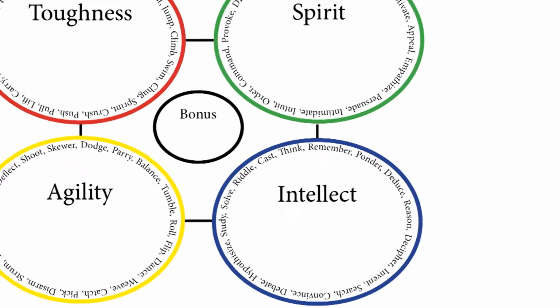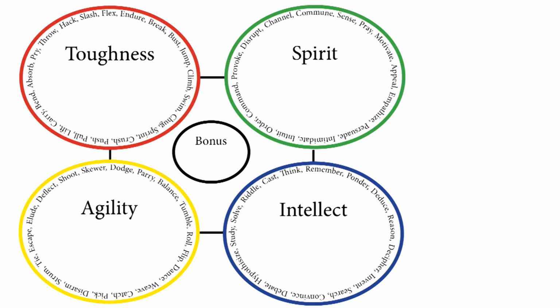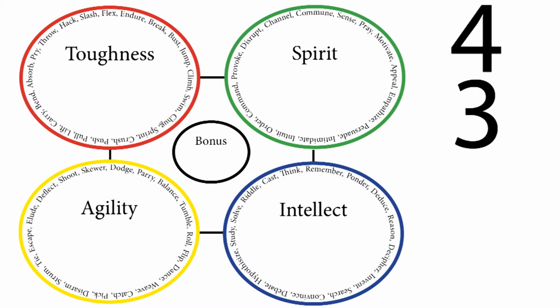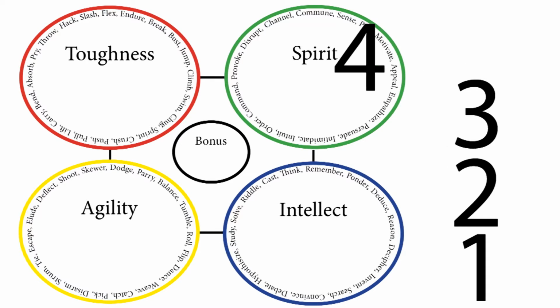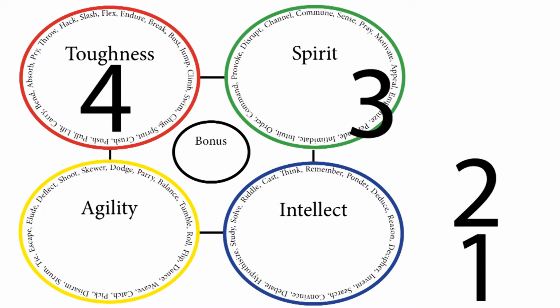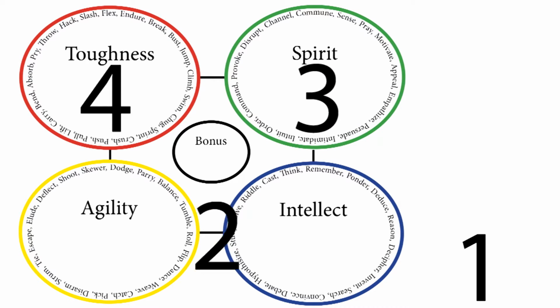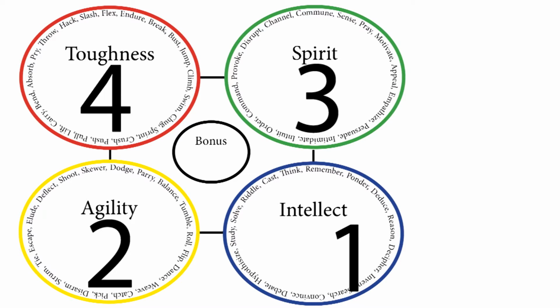And when you start out your character, you'll have 1 value at 4, 1 value at 3, 1 value at 2, and 1 value at 1 for these. And if you want to, you can just decide where you want to put those values. Like, if I want to play a really strong character, maybe sort of a wilderness type, I might put the 4 in toughness, the 3 in spirit, maybe the 2 in agility, and the 1 in intellect.